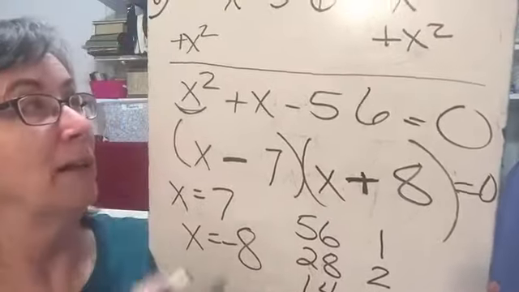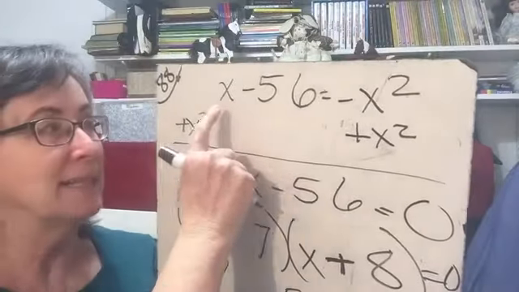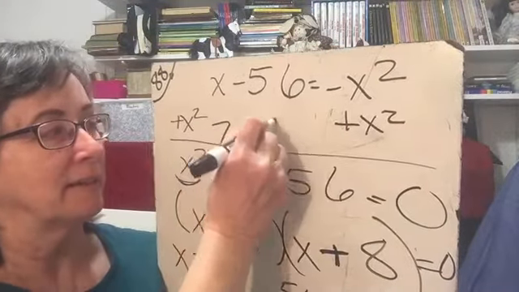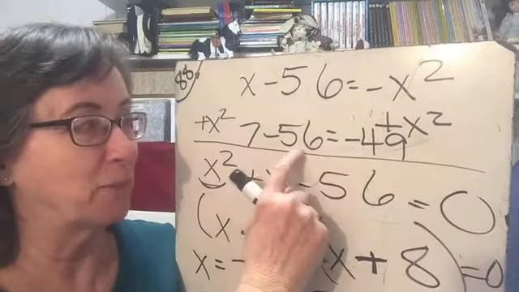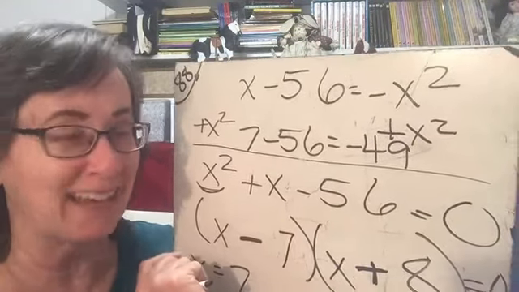All right, so this one's pretty simple. Let's check it. Let's plug in a 7 right up here. 7 take away 56 is equal to negative x squared. Well, we're talking about 7 here, so negative 49. Is 7 minus 56 equal to negative 49? It is. Could we think of this as 56 minus 7 and then just change the sign? It's 49 and it's negative. Okay, so 7 makes it true. And negative 8 also makes it true.